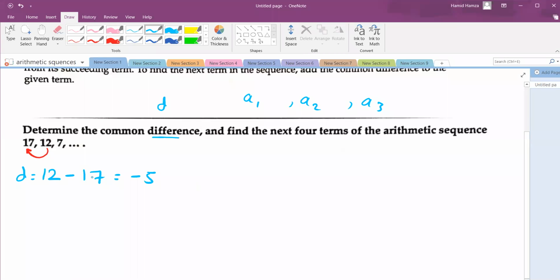So this is the common difference. Or you can subtract 7 minus 12. Any one of them, both of them give you the same answer.